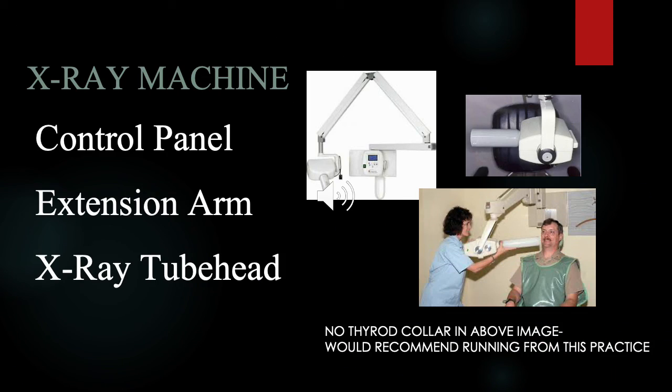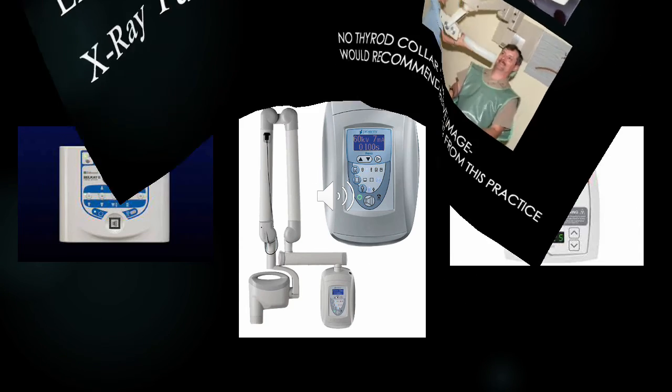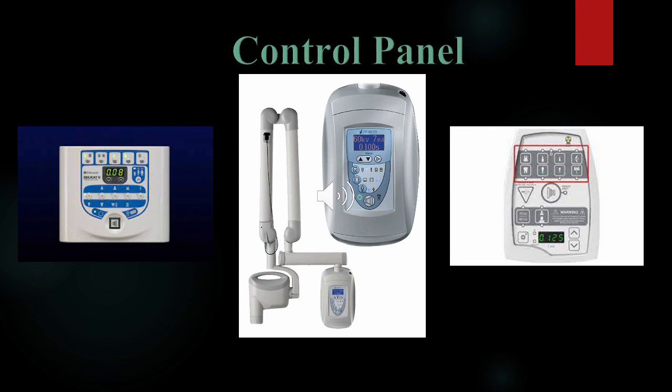Okay, so that gets us to the X-ray machine. Dental X-ray machines may vary somewhat in size and appearance, but they will all have three components that are the same: the control panel, the extension arm, and the X-ray tube head. Our control panel has an on and off button, indicator lights, an exposure button, and allows us to change the time, the kV and the mA, so that we can regulate our beam.